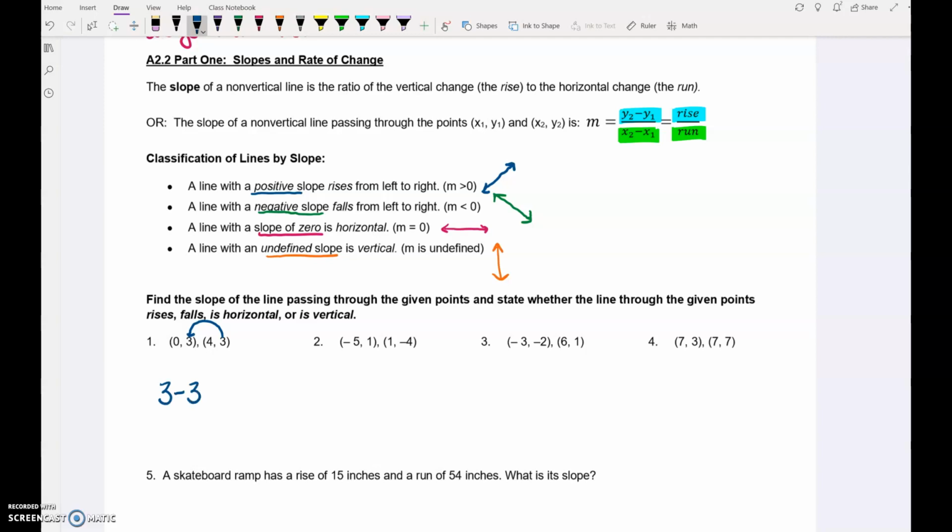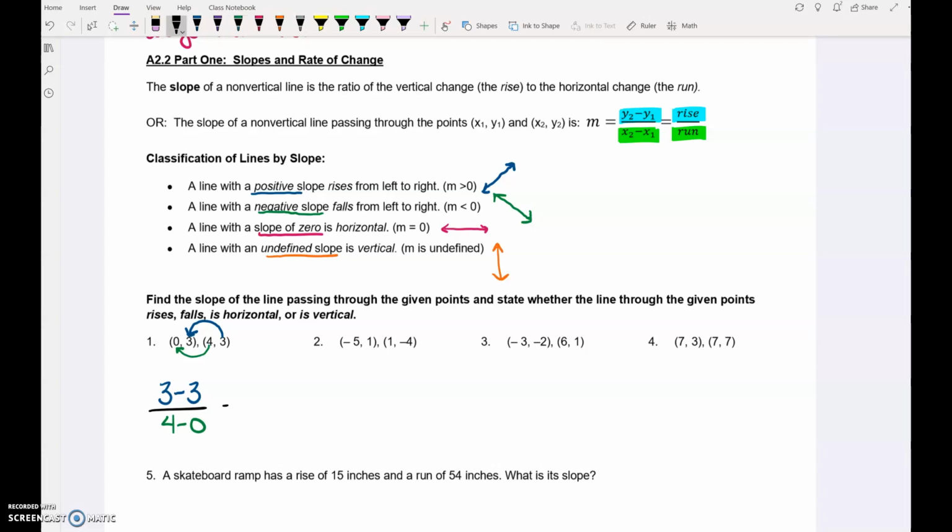minus 3. And I use arrows to show the direction of my subtraction, because if you do the second point minus the first point, when you subtract your x values, you also have to do second point minus first point. So on the bottom, when we're doing our run, we need to do 4 minus 0. If you need to label each point, x1, y1, x2, y2, go for it if that helps you.